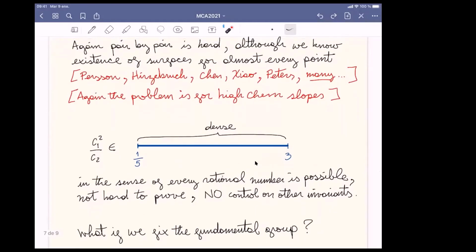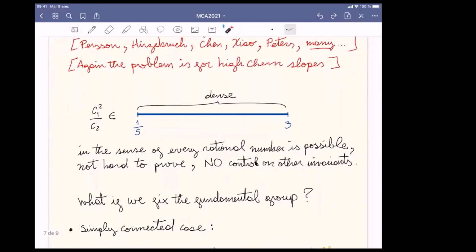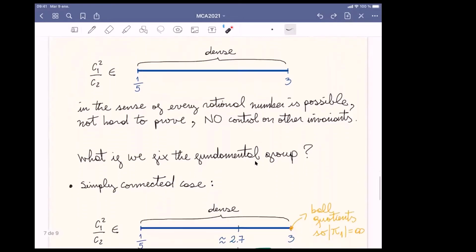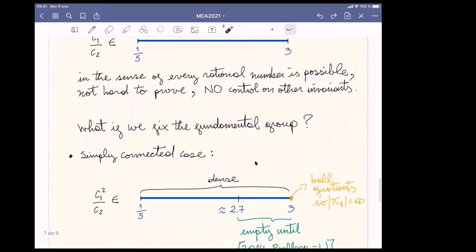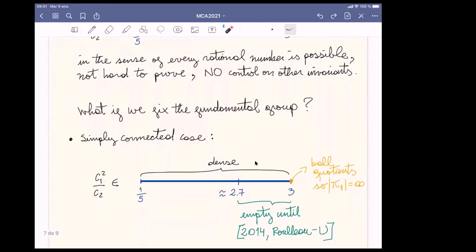So what if we fix the fundamental group, the topological fundamental group? Let me tell you about the simply connected case. Now here again, it's dense, but there is a small story. Until 2014, this region for simply connected surfaces of general type was empty. There was not even an example. And I proved with Rollenske that you are even dense in this interval, and that completes the result, and you are dense everywhere for simply connected surfaces.